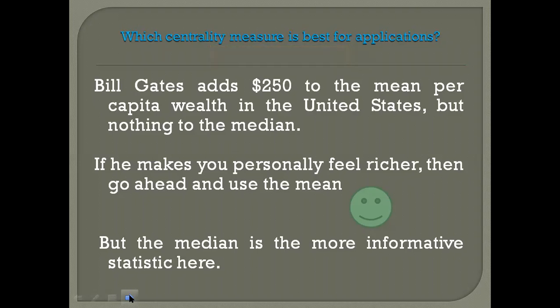So if Bill Gates makes you personally feel richer, then you can use the mean, but you should know that this is not going to make you richer, because Bill Gates lives in the United States. That will not make you richer. So mean is not a good measure of finding the center of that data. So rather than using mean, what we should do is look for the median, right?